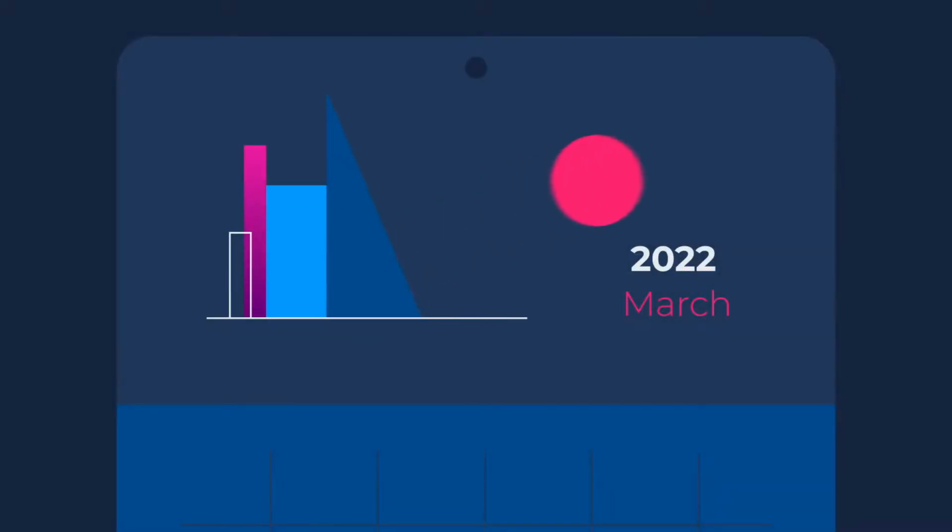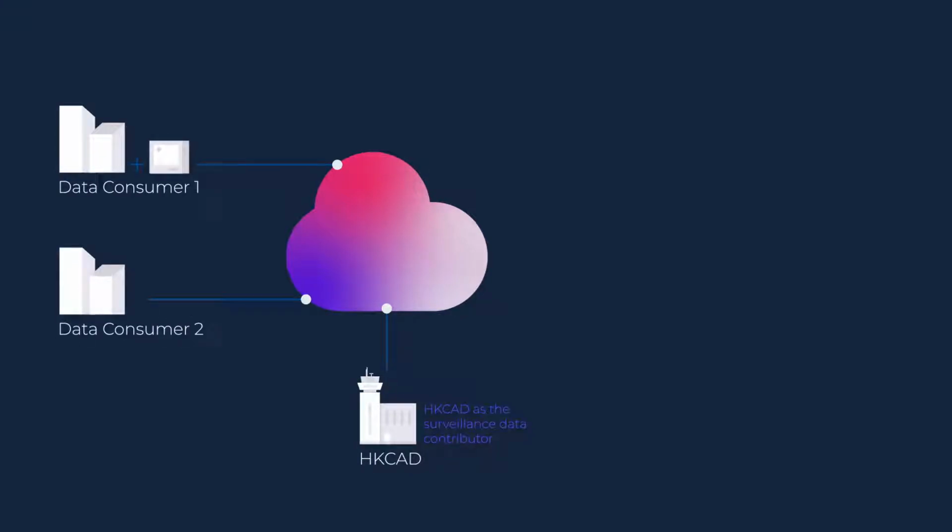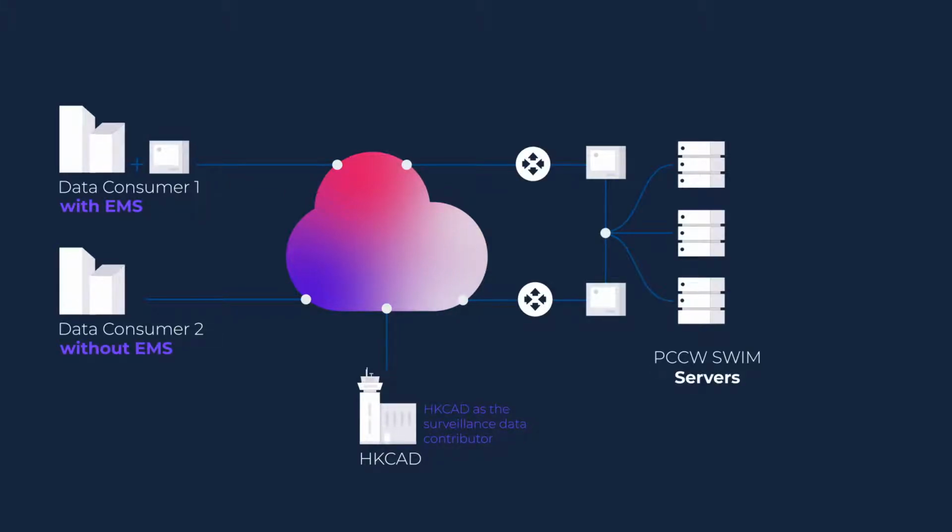In March 2022, PCCW Global collaborated with Hong Kong Civil Aviation Department to conduct a proof of concept. This video will demonstrate two scenarios set up with Hong Kong Civil Aviation Department as the data contributor, two data consumers, one with an enterprise messaging system or EMS and one without, PCCW SWIM Registry, and the Surveillance Central Data Processor or SCDP, all connected with a Pseudo CRV network.